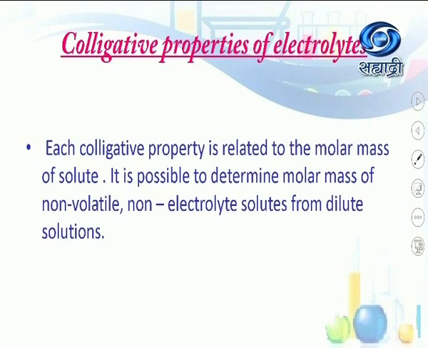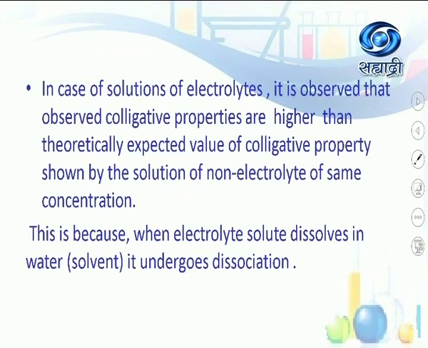Now, colligative properties of electrolyte. So far, we have discussed the colligative properties of a non-volatile and non-electrolyte solute, isn't it? And we have also discussed the relation between the molar mass of a solute and the colligative property. We have discussed that the molar mass of a solute can be determined by measuring the colligative property. Now, each colligative property is related to the molar mass of a solute. It is possible to determine the molar mass of non-volatile, non-electrolyte solutes from dilute solutions.